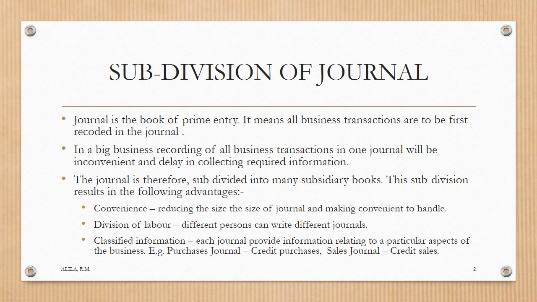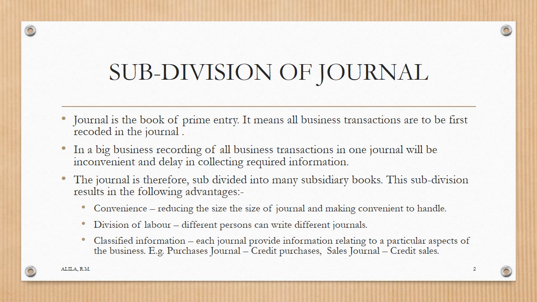In a big business, recording all business transactions in one journal would be inconvenient and cause a delay in collecting required information. So the journal is therefore subdivided into many subsidiary books. And this subdivision results in the following advantages. It might lead to convenience. It reduces the size of the journal, making it convenient to handle.